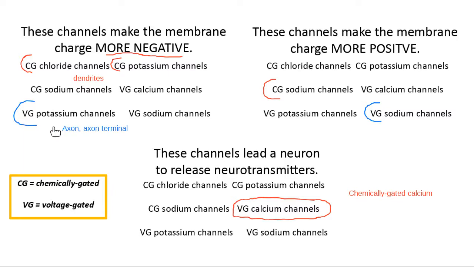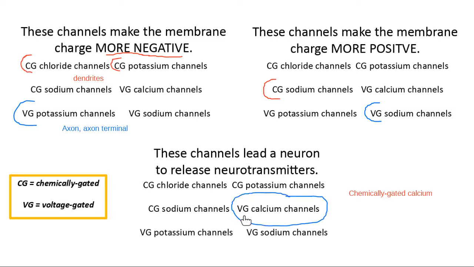We have actually 3 kinds of channels at the axon terminal. The first 2 types of channels that we have at the axon terminal are the same ones that are on the axon. So the sodium channels and the potassium channels. Here, what I should have done, let me change my color down here. My last one too, I should have circled this one in blue since we're at the axon terminal.